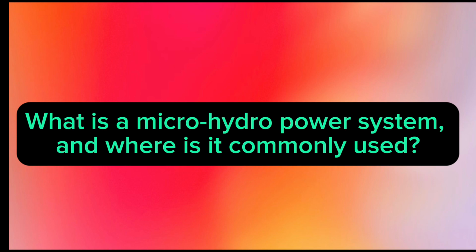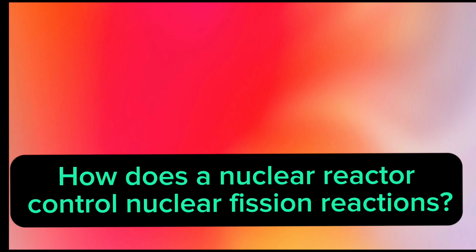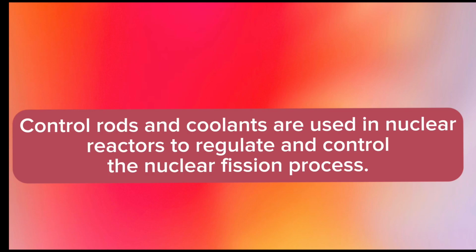What is a micro-hydro power system, and where is it commonly used? Micro-hydro systems harness the energy of small water flows and are often used in rural areas to provide electricity. How does a nuclear reactor control nuclear fission reactions? Control rods and coolants are used in nuclear reactors to regulate and control the nuclear fission process.